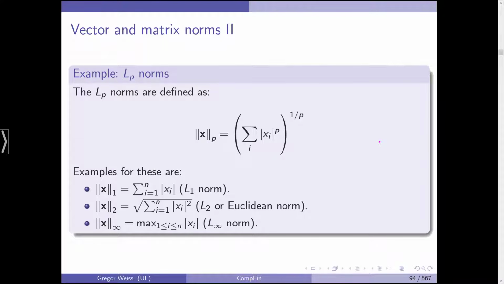Some examples, for example, famous are the Lp norms. They are defined as follows: the Lp norm of x is given by the sum of all the entries in the vector, absolute values taken to the power of p, and then you take the pth root of this. If you now substitute p by, for example, 1, you get the L1 norm, which is just the sum of all the absolute vector entries. The L2 norm is also called the Euclidean norm. This is frequently used in regression analysis. This is the square root of the sum of squared absolute vector entries.